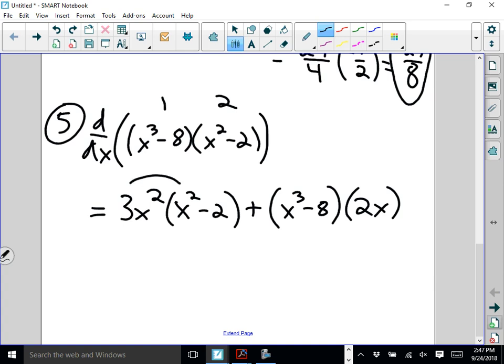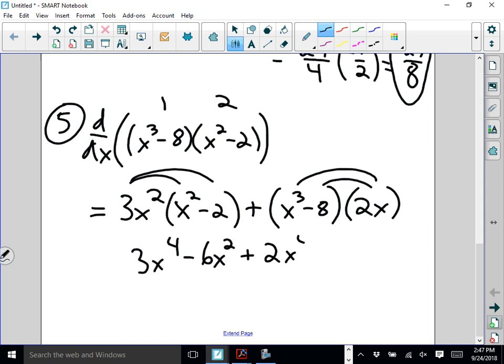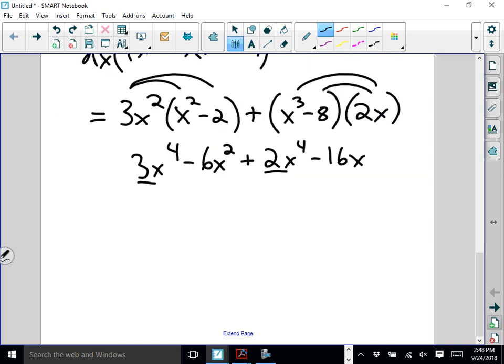And what I end up with is 3x to the 4th minus 6x squared plus 2x to the 4th minus 16x. When I do this, I see like terms here and here. 3x to the 4th plus 2x to the 4th is 5x to the 4th. I don't have a like term with my x squared or my x. So I can get to here.